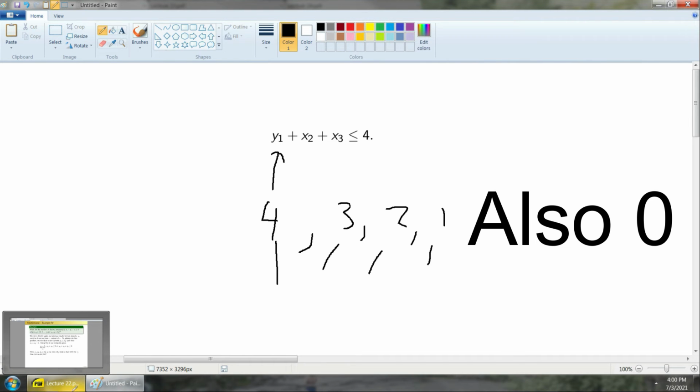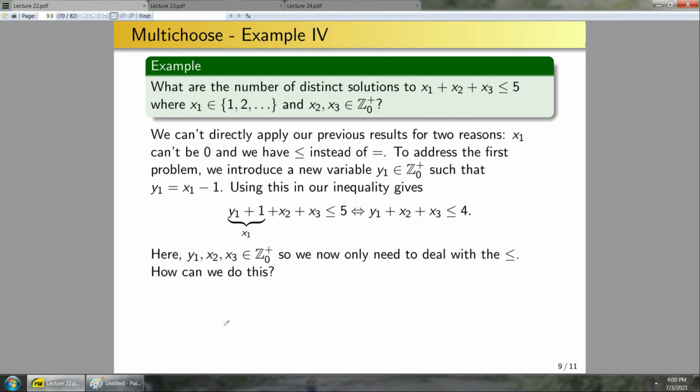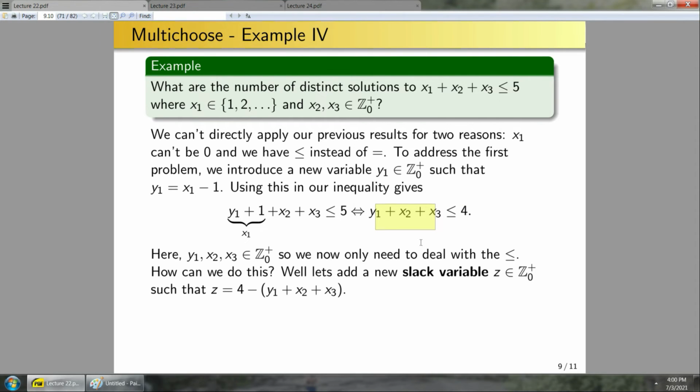So let's look at a better way. Instead of doing that, I'm going to add a new variable in a very special way. I'm going to add a new variable called a slack variable, and this is going to be some non-negative integer, such that z is equal to 4, the number over here, minus the sum on this side. So how does this help me? First, is z really in Z0+? Well, I know this sum is going to be less than or equal to 4, so the possible values that can come out of this total difference here are 0, 1, 2, 3, or 4. So indeed, z is an element of Z0+.